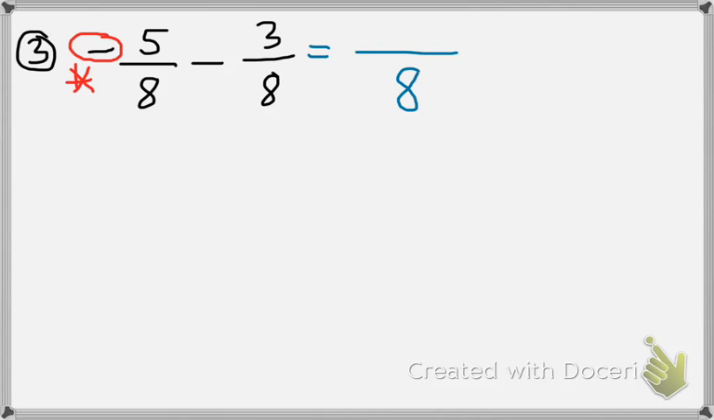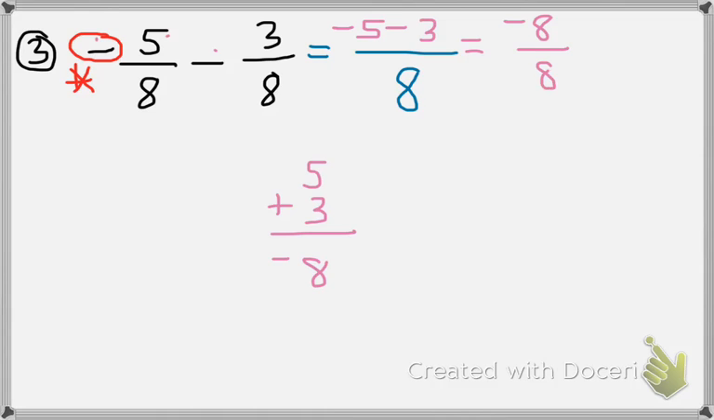Okay, now we add or subtract our numerator, which is negative 5 minus 3. Negative 5 minus 3. Well, if you're at negative 5 on the number line, you subtract 3, right? Same signs add, okay? 5 plus 3 is 8. Same sign, keep the sign. Negative 8. So we have negative 8 over 8.